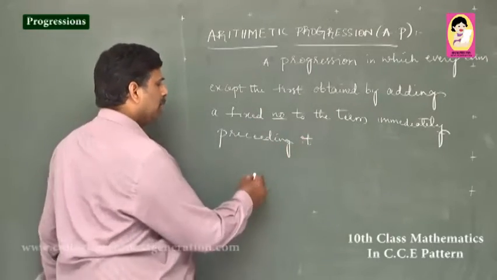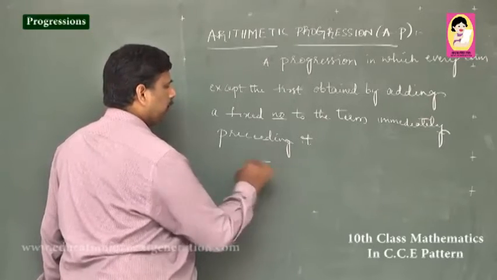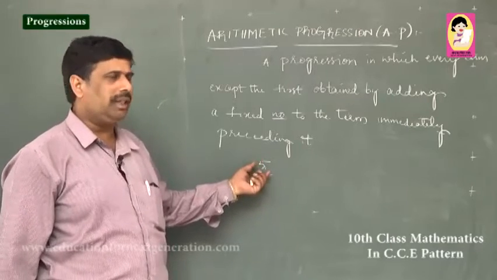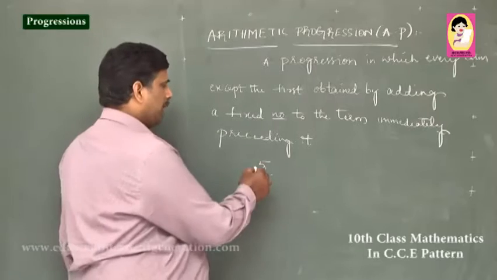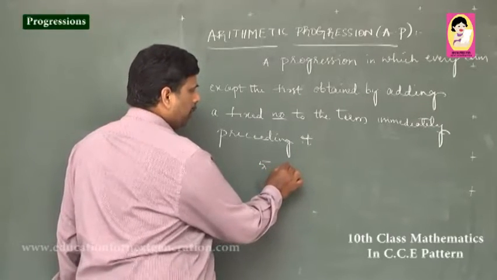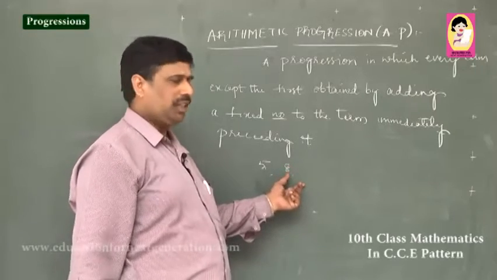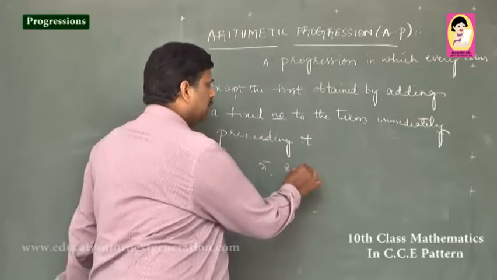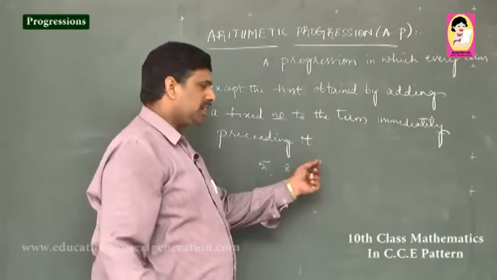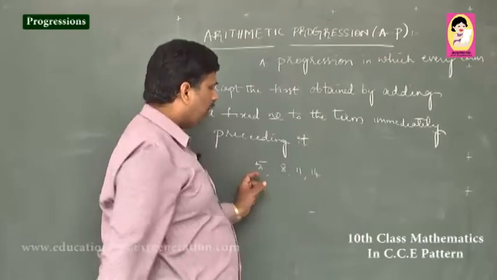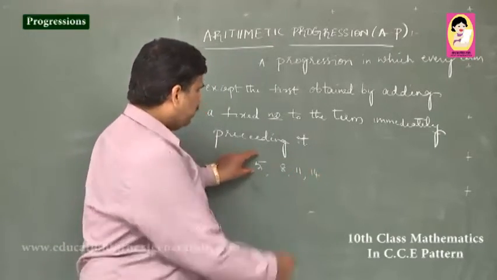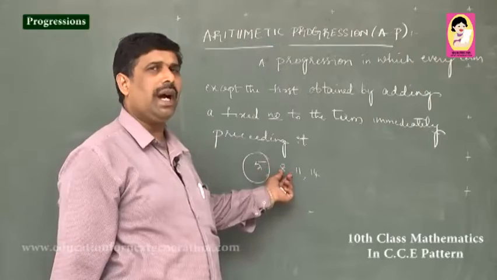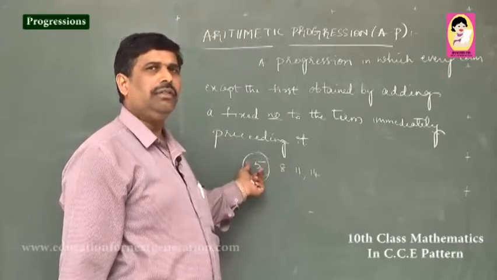Let's have one example. Say suppose 5. So 5 is our first term. We are taking the fixed number as say 3. So we are adding 3 to this first term to obtain the second term. So that is 8. The same 3 we are adding to the second term to get the third term. Again adding 3 to the third term to get the fourth term. So in all these, the first term may be anything. To obtain the second, we need to add that fixed number to the first.